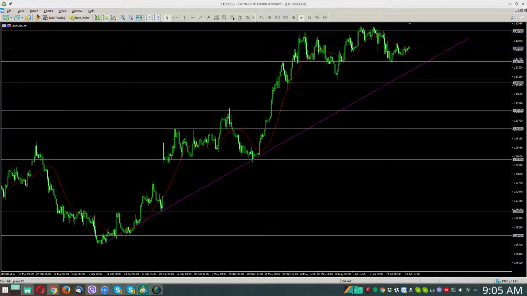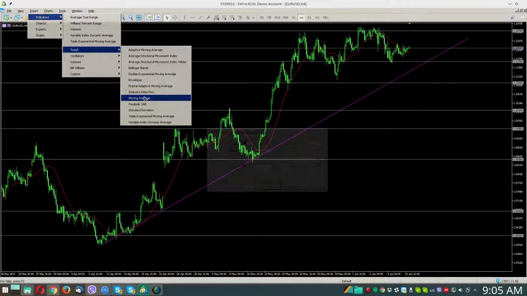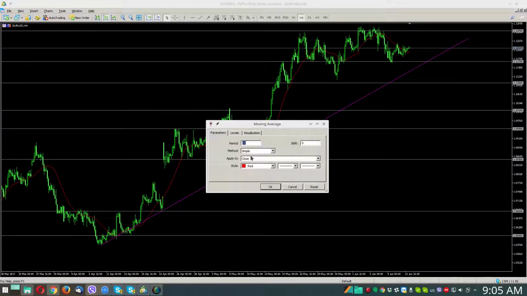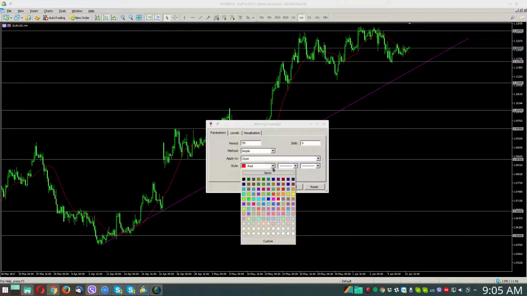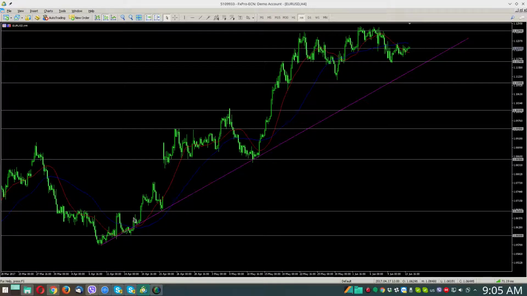I'm going to go again and add another moving average. This time I'm going to use a higher number. I'm going to use the next Fibonacci number, 55, and I'm going to choose a color that is again distinctive and different from the other one, because we need to be able to differentiate between the two moving averages easily. So I'm going to choose blue. This is a slower moving average because it actually uses more past price data to form.